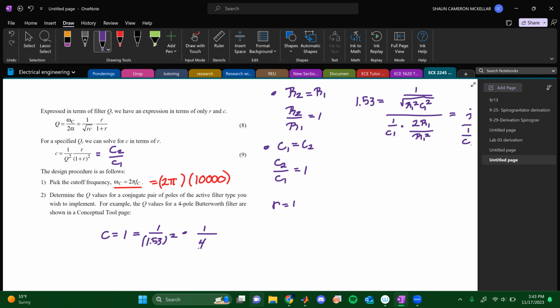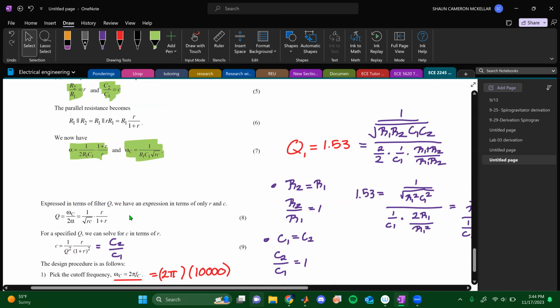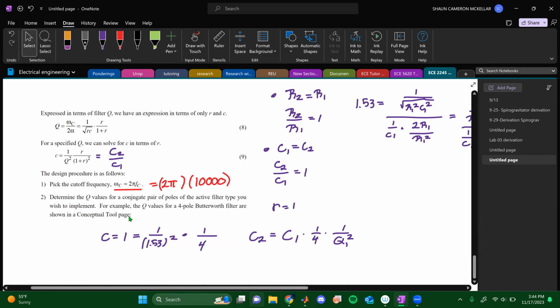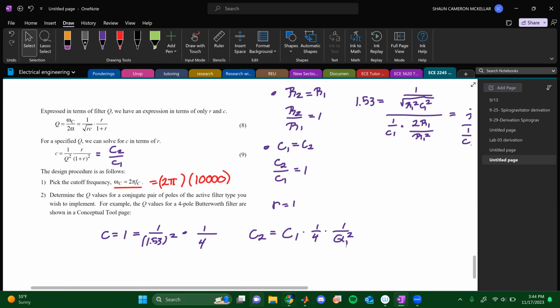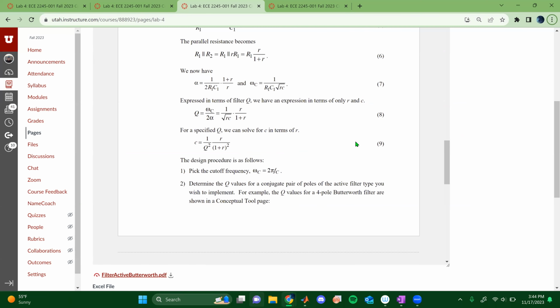But I also know that this works, because then we would get this equation that C2 is equal to C1 times 1 over 4 times 1 over Q1 squared. And that should be correct, but I'm just confused why there's this inequality right here. Something's going on there. And in the interest of time, I think we should come back to it maybe outside of the recording, but there's one other tool I wanted to show you, which is on the lab handout page.